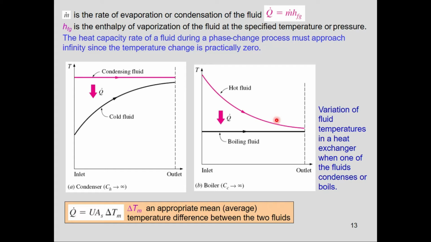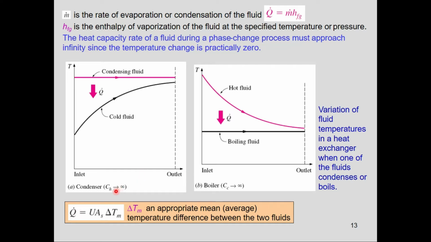So the amount of heat that you are providing to the boiling water goes into the latent heat, which converts the liquid into the vapor phase. That is the extra amount of heat that you provide during the boiling process. So this is the condensation process, and this is the boiling process in the heat exchanger. For either the condensation process or the boiling process, the heat capacity rate, right?